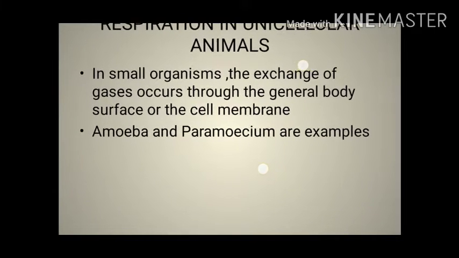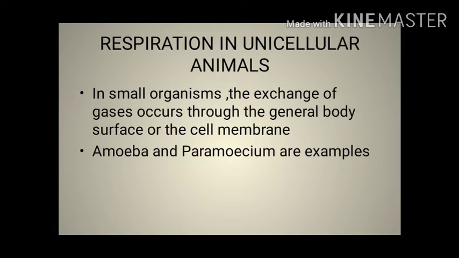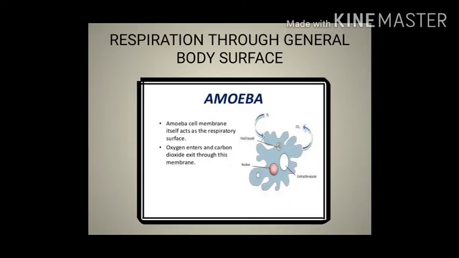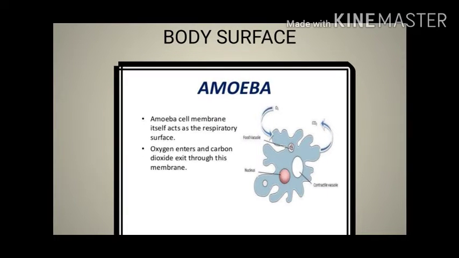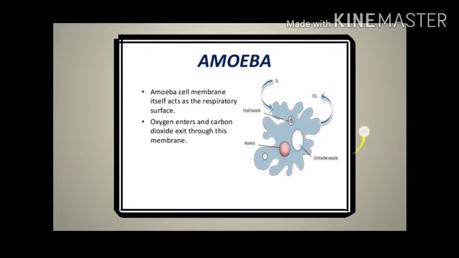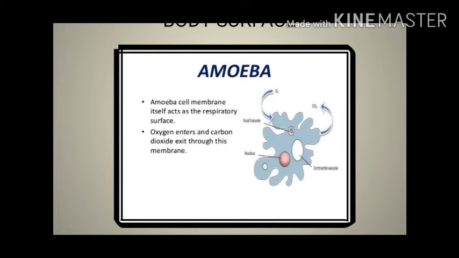First, respiration in unicellular animals. In small organisms, the exchange of gases occurs through the general body surface or the cell membrane. Amoeba and paramecium are examples. Now, respiration through general body surface. Example, amoeba. In amoeba, the cell membrane itself acts as the respiratory surface. Oxygen enters and carbon dioxide gets removed through the cell membrane itself.